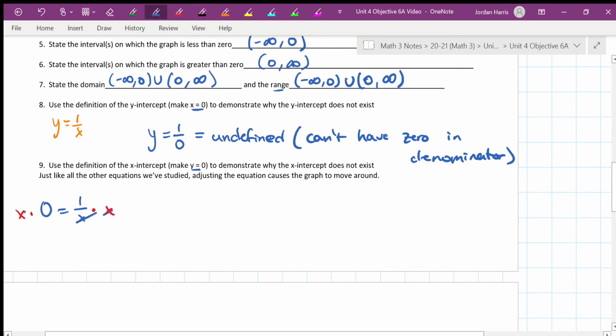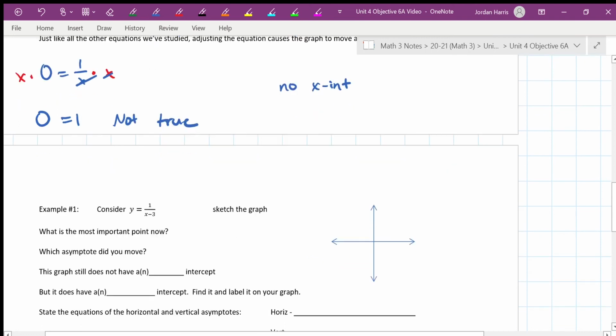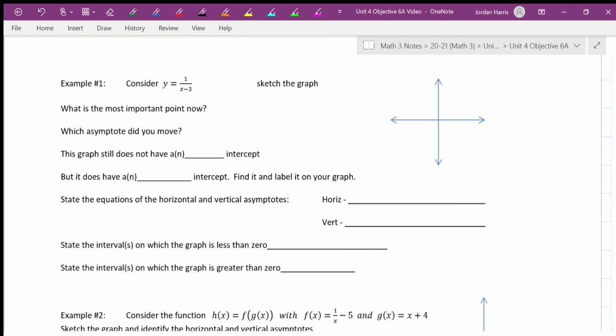And notice something weird happens. X times 0 is 0, and that equals 1. This is not true. So therefore, no x-intercept. So we have no y-intercept and no x-intercept. As we shift, that will change. Okay, don't expect there to only ever be that.